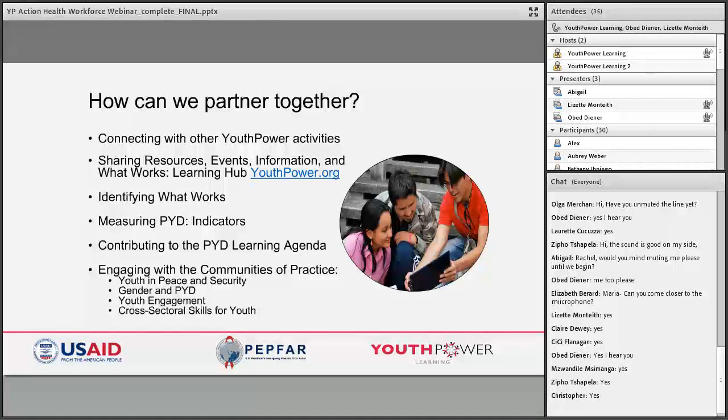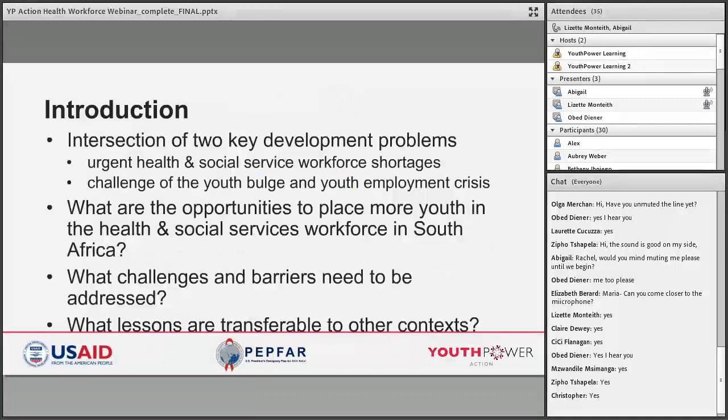And then last but not least, we have 4 communities of practice: youth and peace and security, gender and PYD, youth engagement, and cross-sectoral skills for youth. And you can join those. We have webinars related to those and other related activities. So we hope that you will partner with us and work with us on some of these activities.